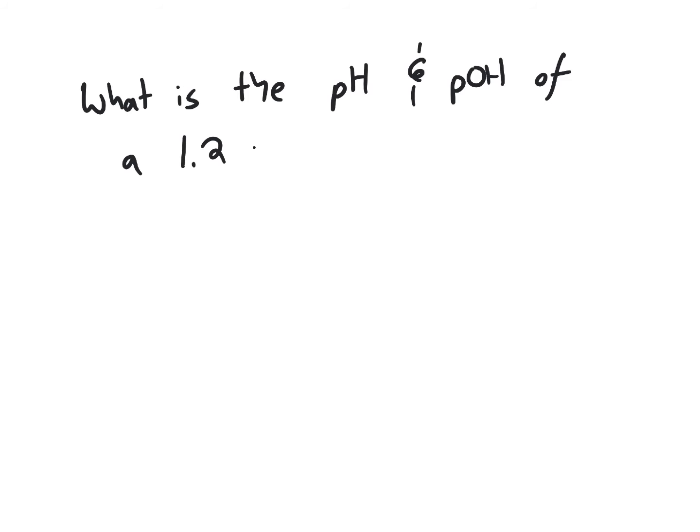What is the pH and pOH of a 1.2 times 10 to the negative 3 hydrogen bromide solution? And so the tricky part is figuring out whether we've got H plus or OH minus. We got H all by itself, so this is going to be an H plus. So we'll find pH first. This is an H plus, since it's just got an H.